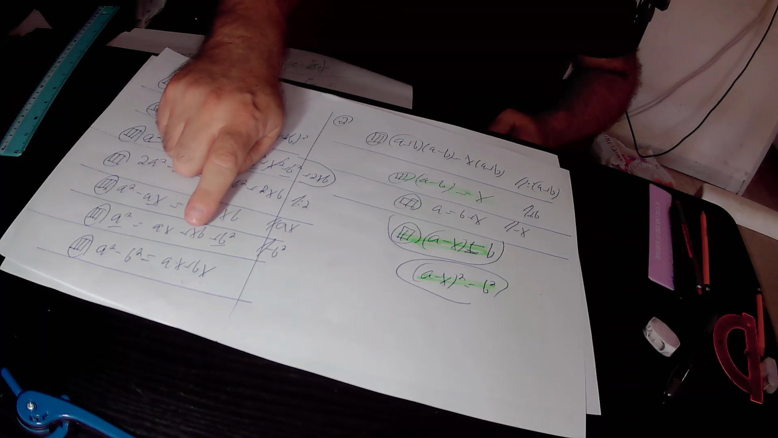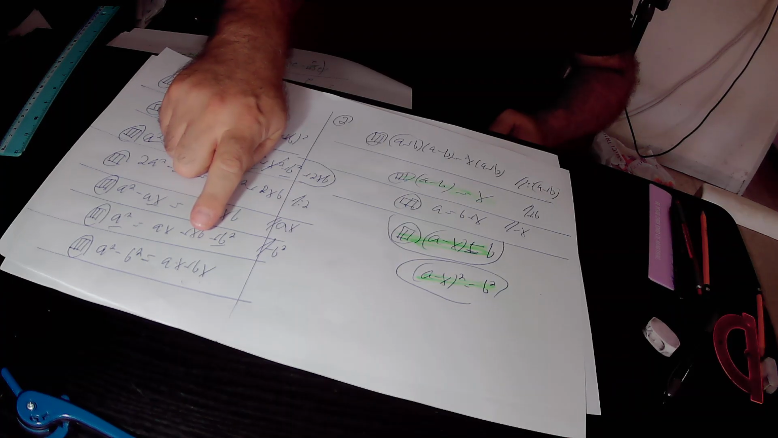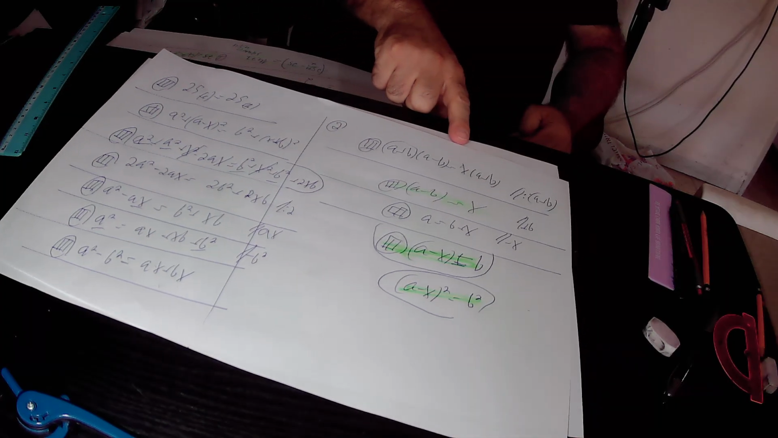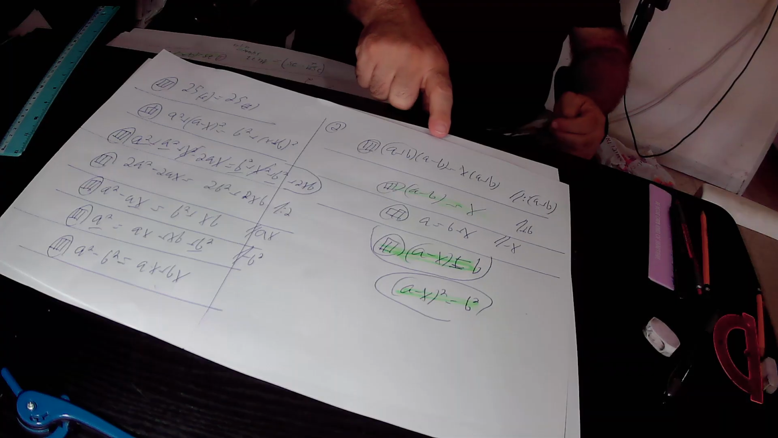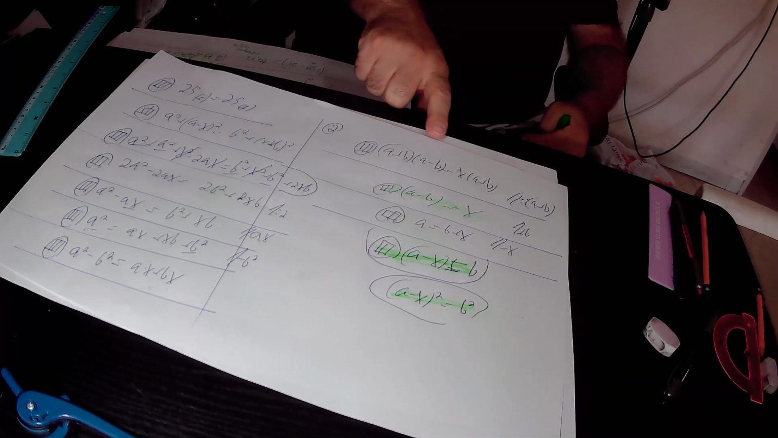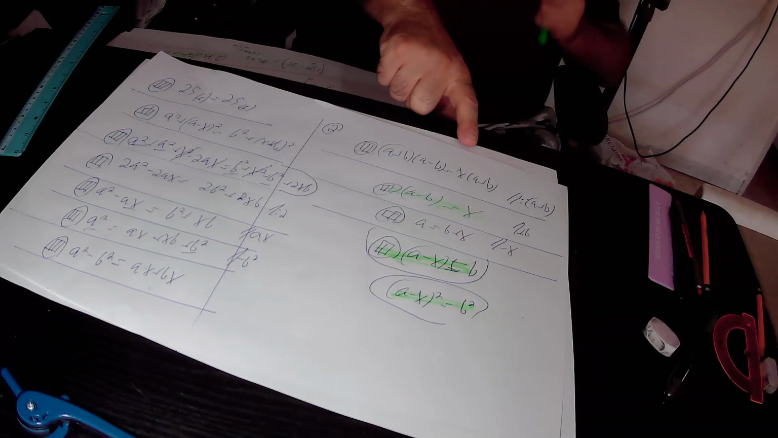Here we have ax plus bx. Here we took out x as a common factor from those two expressions, so inside the brackets we are left only with a plus b. And we found out that a plus b times a minus b equals x times a plus b.